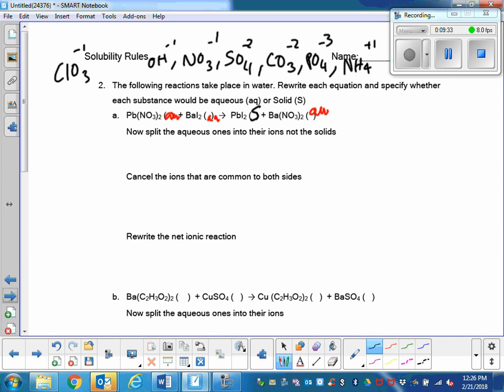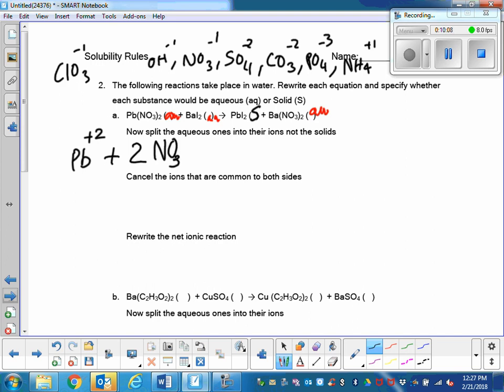+2. Is that right? So now you're going to split the aqueous ions into their ions. So the first ion should be Pb +2. Do you understand how I got the +2 for Pb? Did everybody understand that? Plus, how many nitrate ions are there? How many nitrates are there? 2. So I write a 2 in front. And then I write NO3.